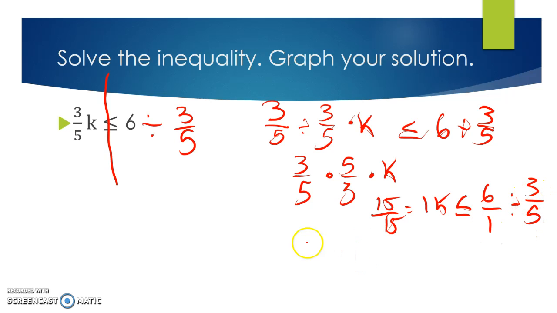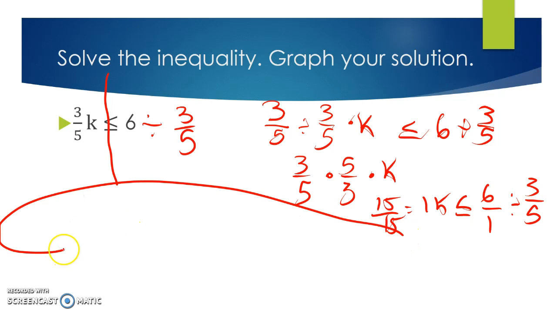Okay, so continuing on. If you need to pause, you can pause. k is less than or equal to 6 over 1 times 5 over 3.